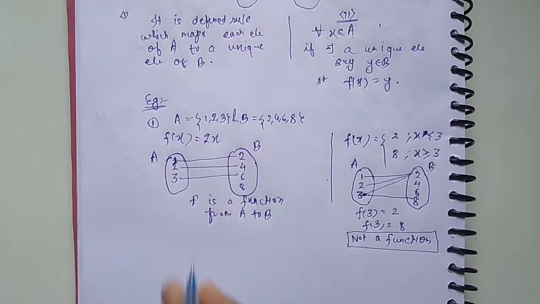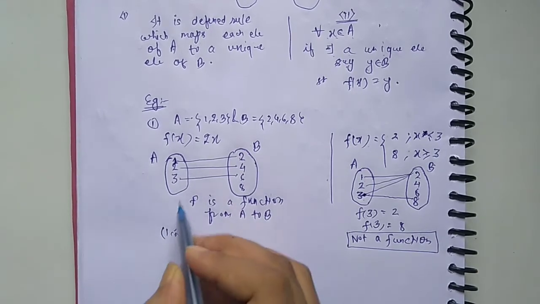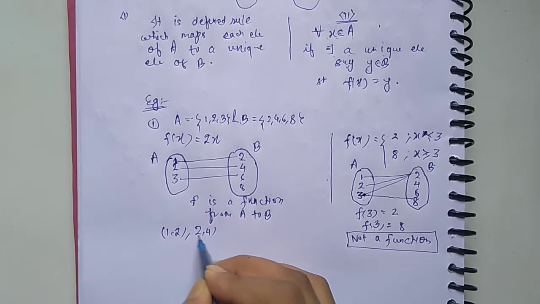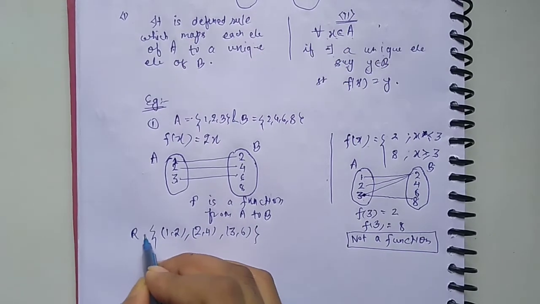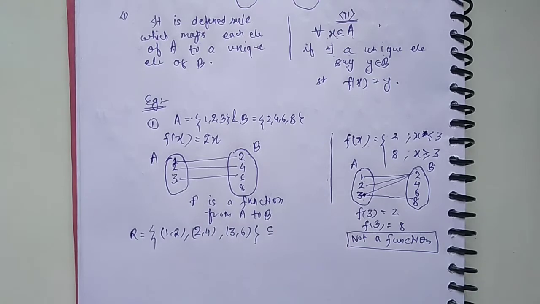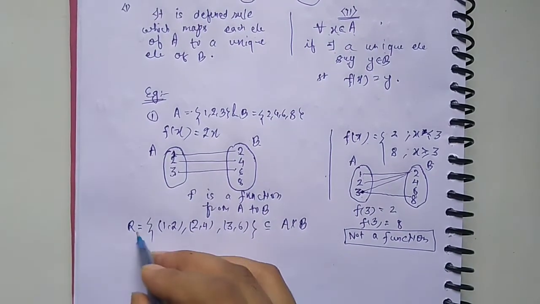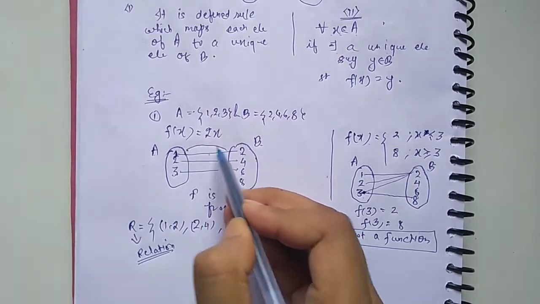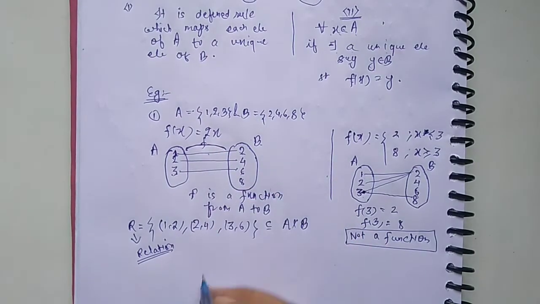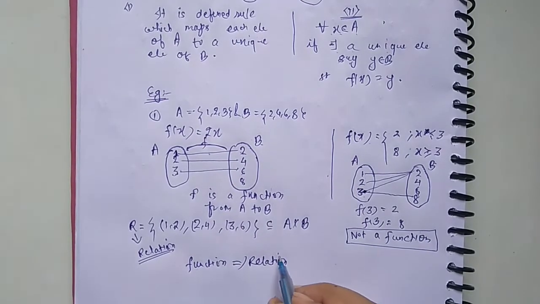But if we want to define the difference between relation and function, then we can take this element 1 and its image 2 as an ordered pair, and similarly 2 and 4 as an ordered pair, and 3 and 6 as an ordered pair, and make a set of it, say it is equal to R. Then this set will be a subset of the Cartesian product of these two sets, A cross B. So by the definition of relation, this R is a relation from A to B. Also this is a function, where f is a function from A to B. So we can imply that a function is a relation. That means if we are given a function, then we can define a relation.